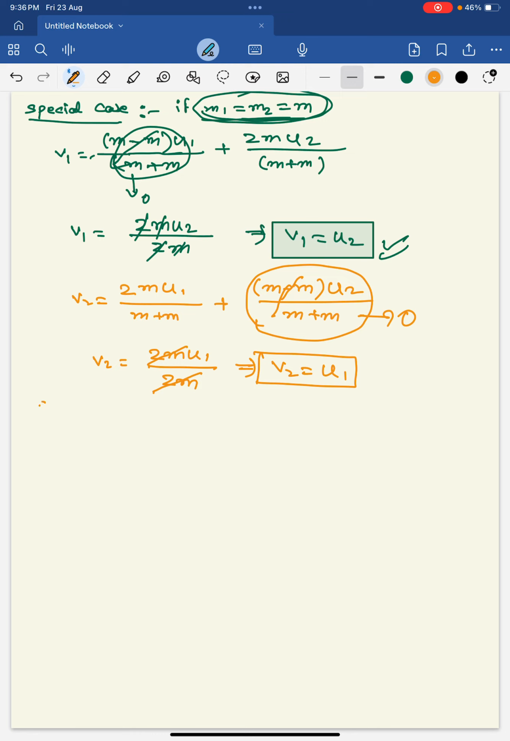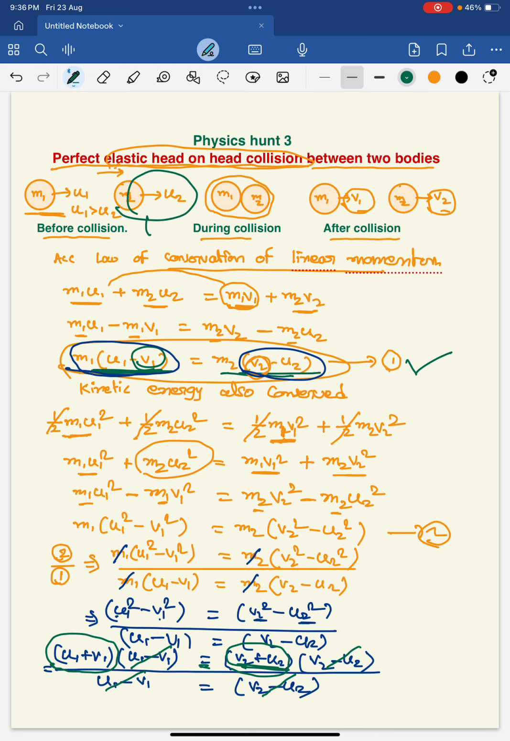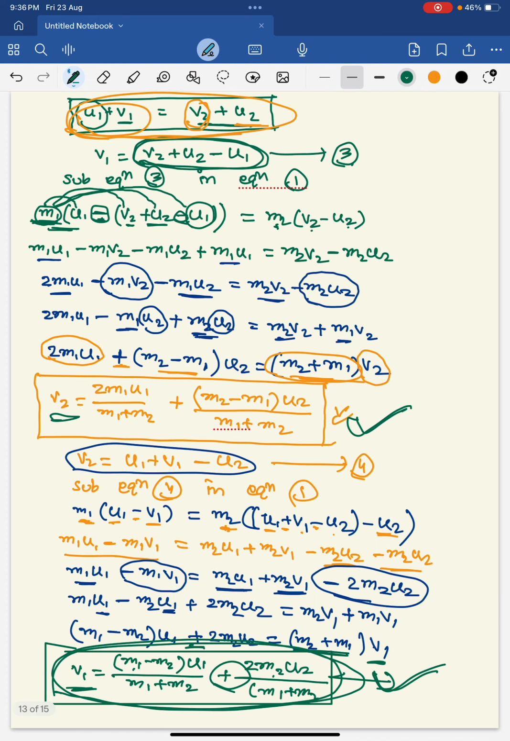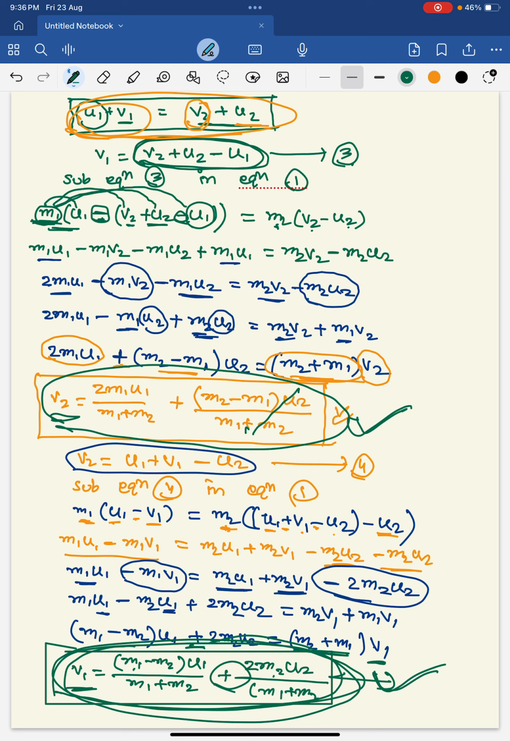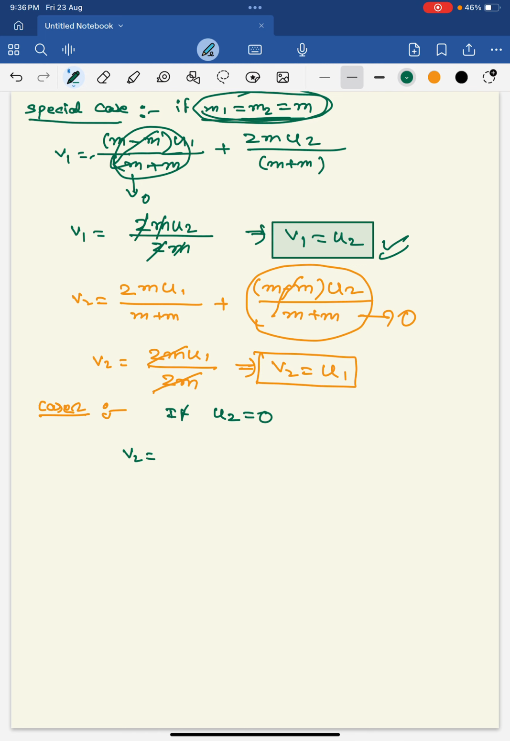Now coming to case number 2. Case 2 is very simple. Suppose the initial velocity of the second body, u2, is 0. Whenever u2 is 0, this second body is at rest, right? Correct or not? Yes. So if u2 is equal to 0, I am going to substitute in this equation and in this equation. If u2 is equal to 0, this term will be totally 0, right? What is the rest of the equation? Only this much. Therefore V2 is equal to 2 m1 u1 by m1 plus m2.